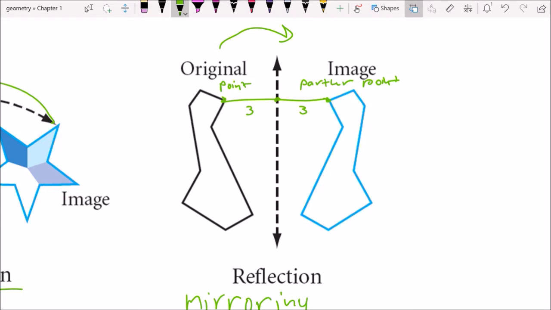So original, that came first in each of these. The image comes second. Sometimes the original will also be called the pre-image. So if you see that language in a book that you're reading, or if you have a test where that comes up, that's all that means. So pre-image just means it came first, then the image came afterward, after the transformation.